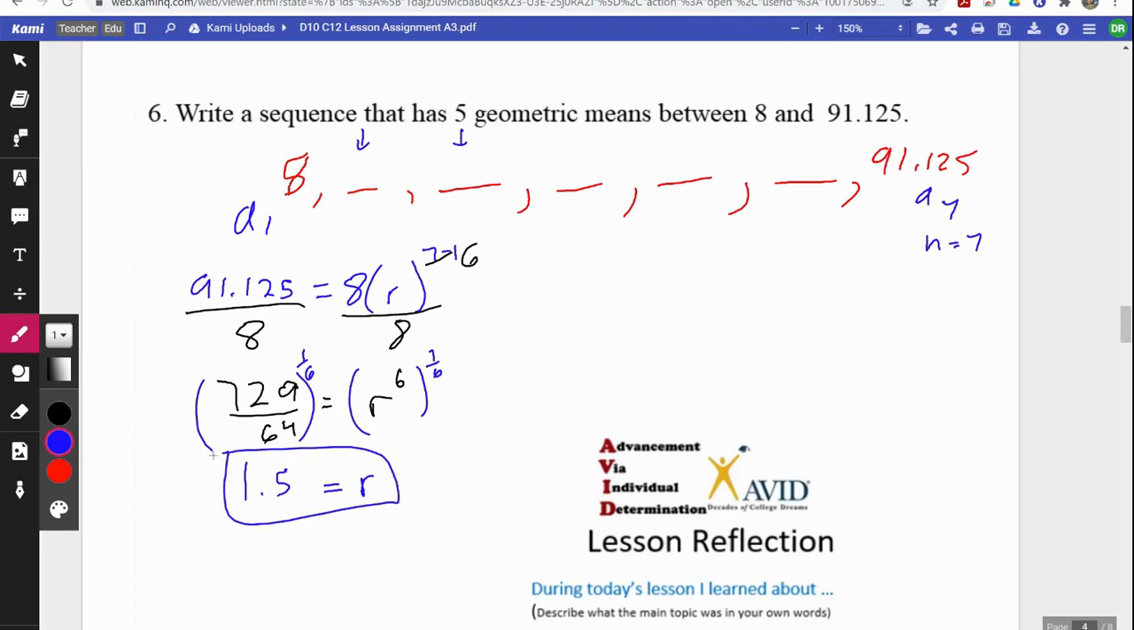But if it's 1.5, now I can start filling in what these terms are. So 8 times 1.5 is 12. Times 1.5 is 18. Times 1.5, 27. Times 1.5, 40.5. Times 1.5, 60.75. Times 1.5, 91.125. So we should end right there, and we did.